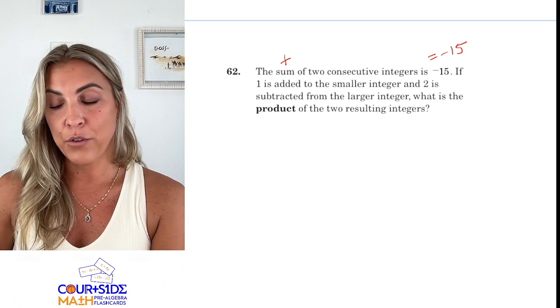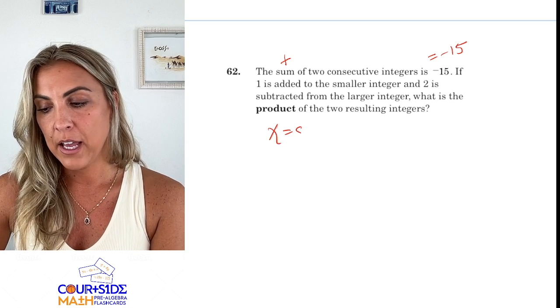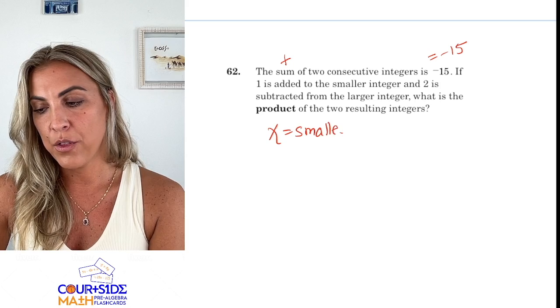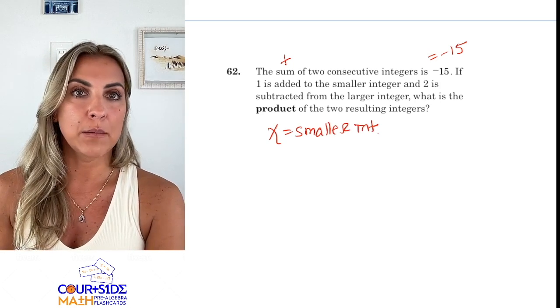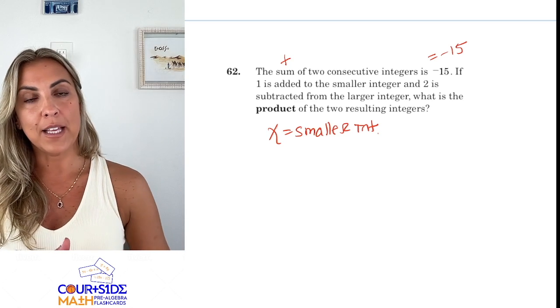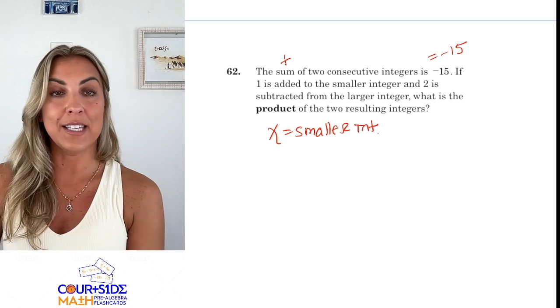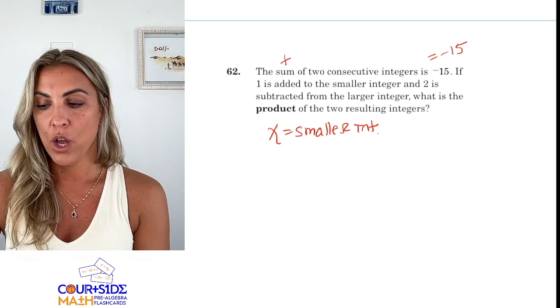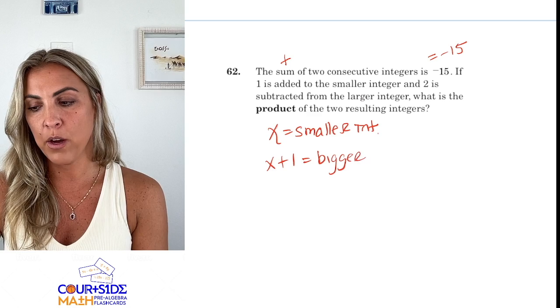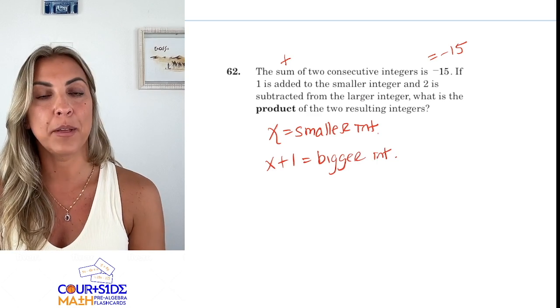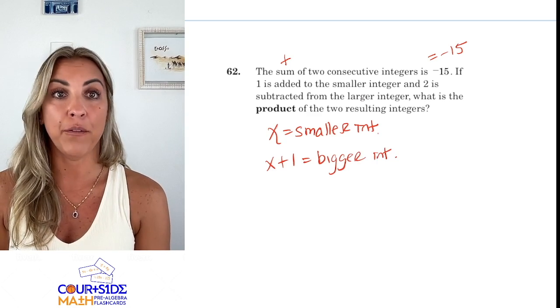I need variables first. So I'm going to say that x is going to represent the smaller integer of the 2, all right? Now, if x represents a smaller integer, how would you represent that next integer, the next consecutive number that comes after x? Well, all I have to do is add 1 to it. So if x is a smaller one, then x plus 1 is the bigger integer out of those 2.